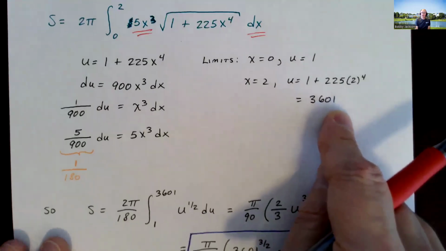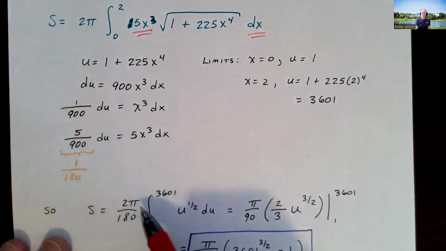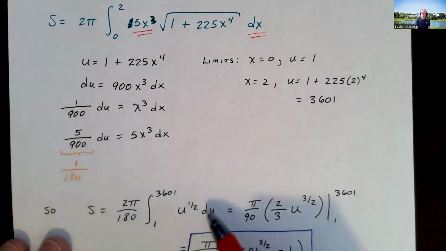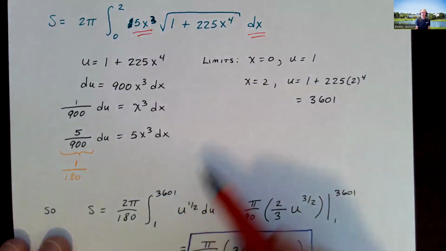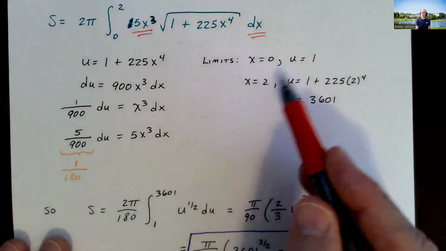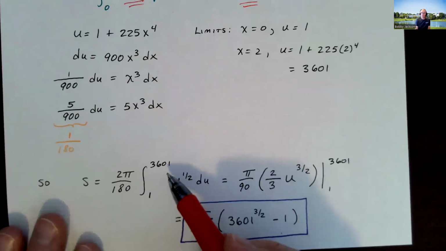All right, so now I've got the 2 pi out here still. The 1 over 180 du, I'll pull that 1 over 180 out. So I've got 2 pi over 180, du. The square root of all this stuff is u to the 1/2. And then again, I change the limits, right? 0 is now 1, and the upper limit of 2 is now 3,601.